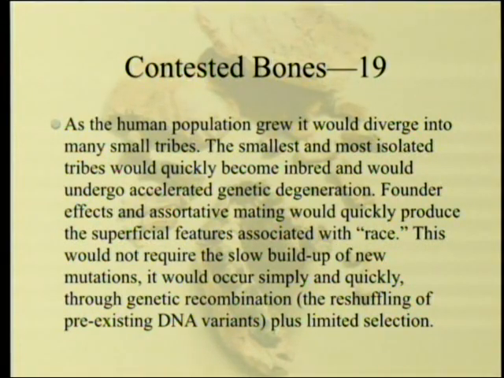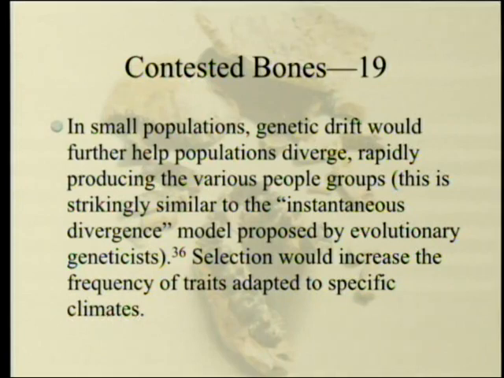And perhaps the best illustration of that kind of process is the various breeds of dogs, which obviously all came from a wolf less than 5,000 years ago. In some cases, less than 500 years ago. In small populations, genetic drift would further help populations diverge, rapidly producing the various people groups. This is strikingly similar to the instantaneous divergence model proposed by evolutionary geneticists. You see, there's a lot of common ground there. Selection would increase the frequency of traits adapted to specific climates.